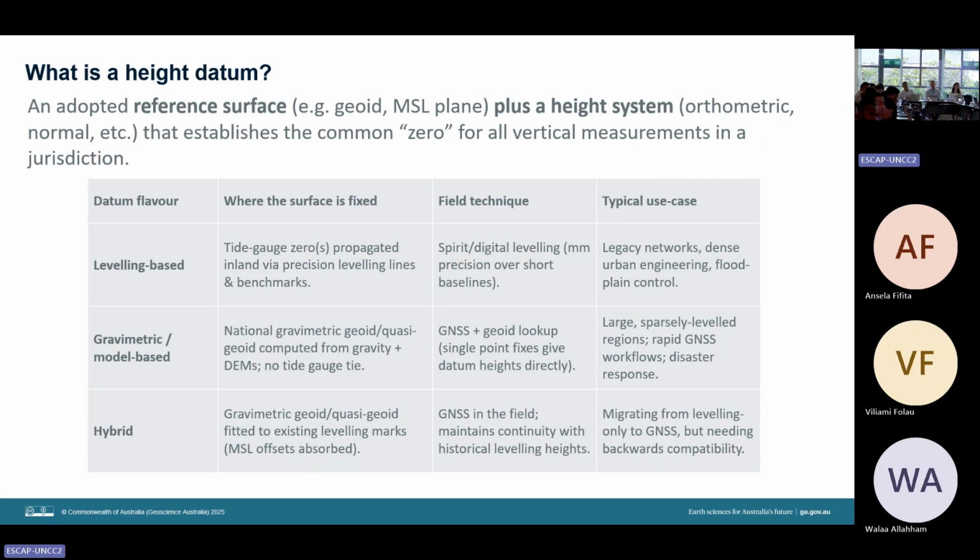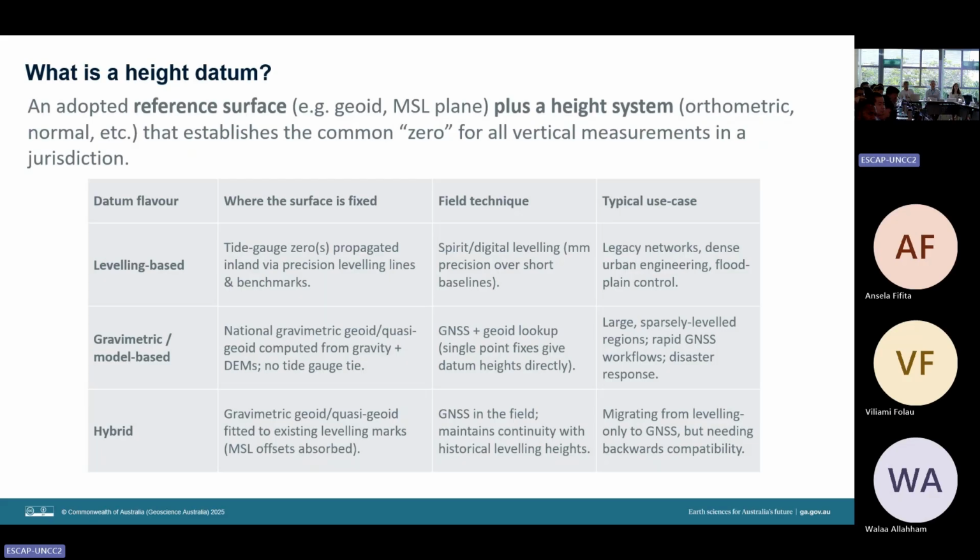So these datums typically underpin dense urban engineering networks, floodplain control, and any legacy system where physical benchmarks and historic heights matter. GPS has only been around since the 90s, and this is probably the most common type of height datum, especially where they've been established points further in the past than that.